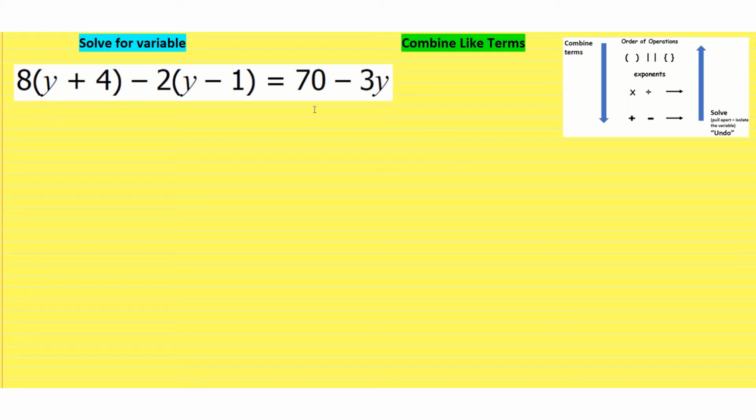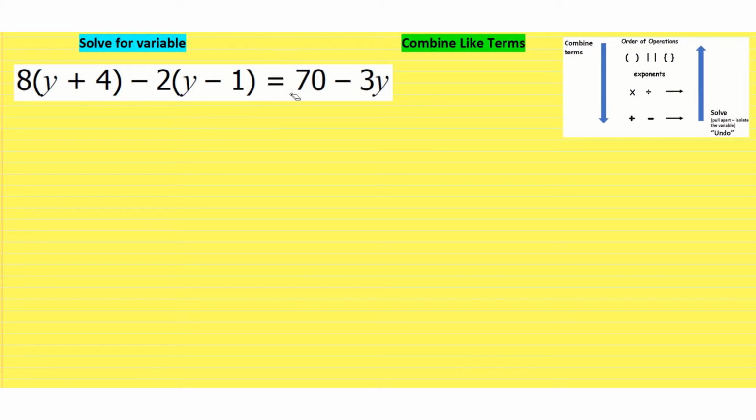Hello, this is Charlene. We are going to solve for the variable. In this equation, our variable is the y. We've got a y here, here, and here. It is on both sides of the equal sign, both sides of the equation. So let's go ahead and get started.